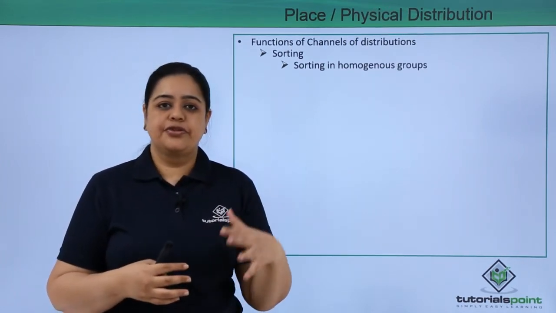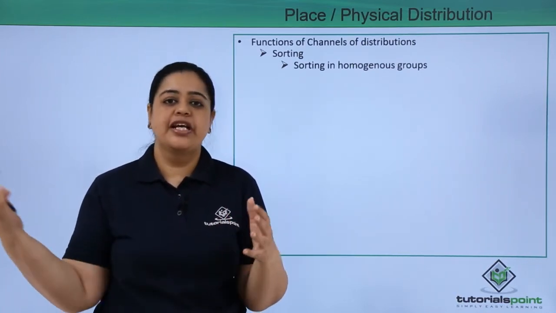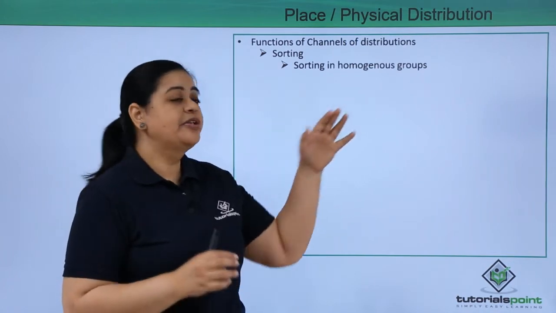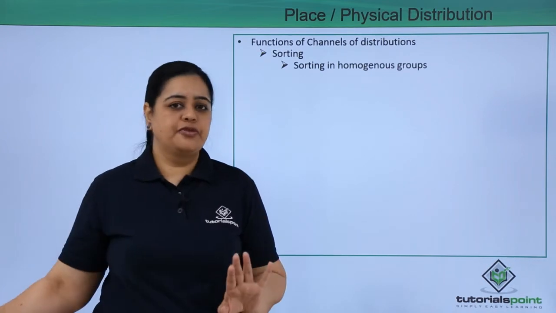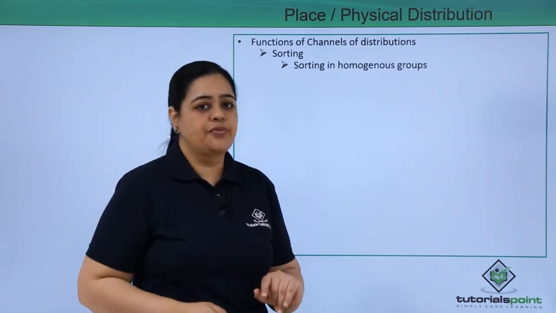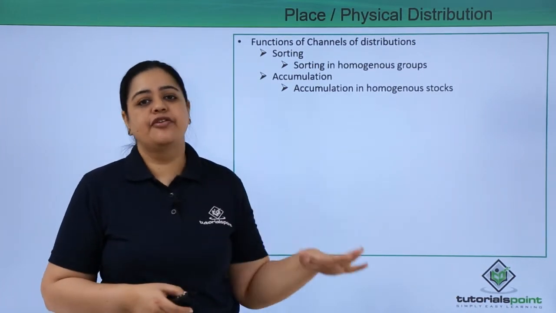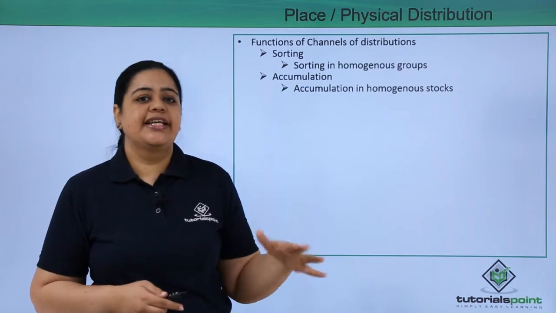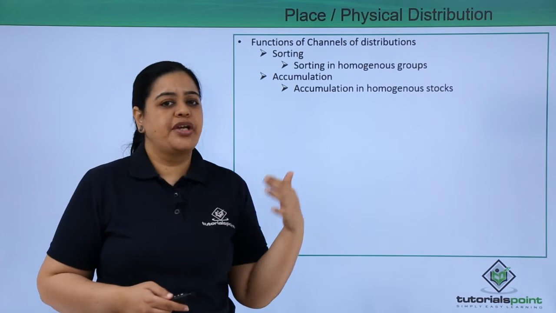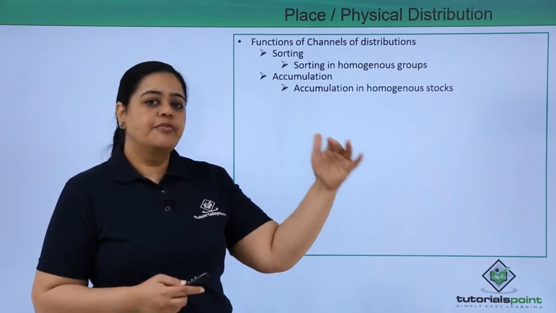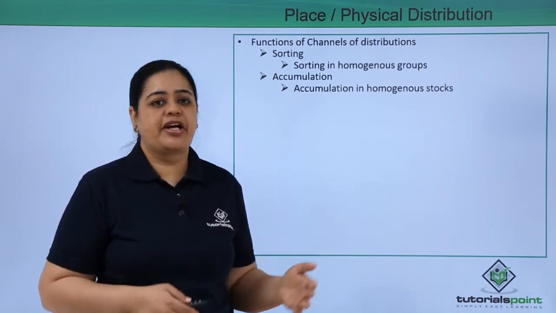He will order the toothpastes, then he will order the toothbrushes, then if he is also selling soaps, he will order those soaps, then he will sort them in homogeneous groups. So one group would be of toothpaste, one group would be of toothbrushes, one other group would be of soaps. Then he will accumulate the homogeneous stocks. So he will keep a certain quantity of paste with him. Let's say if he feels that the demand for Patanjali toothpaste is very high in the market, he will stock more of that toothpaste compared to the toothpaste of some other company.